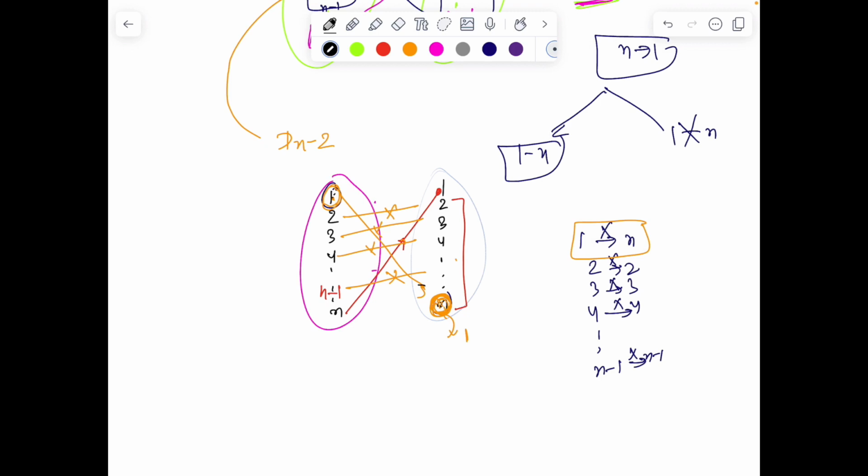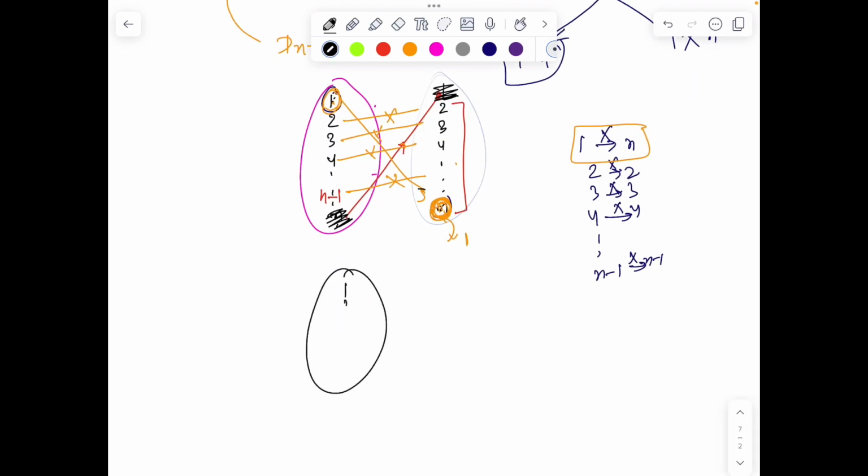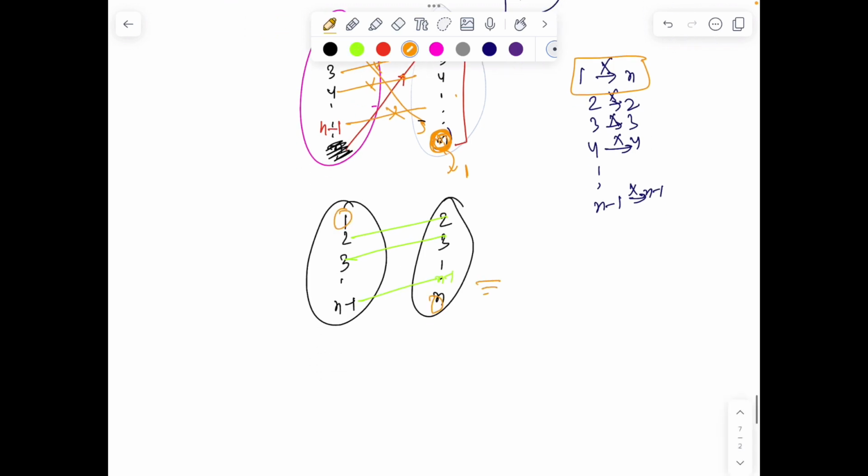Okay, so now if 1 is not going to n, it means the correct position from 1 was n, not 1 this time, because this is already locked. So no n and no 1 is there in the picture. So the question is equivalently to, we have 1, 2, 3 till n minus 1 elements, and we have 2, 3 till n. Okay, and now we know 2 should not go to 2, 3 should not go to 3, like this, n minus 1 should not go to n minus 1, and 1 should not go to n.